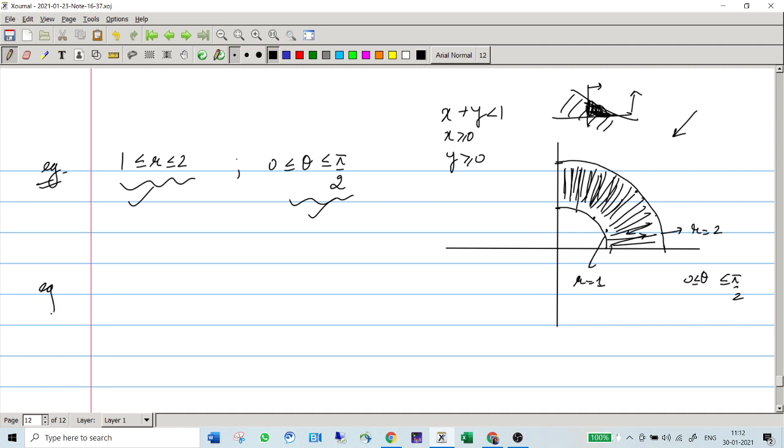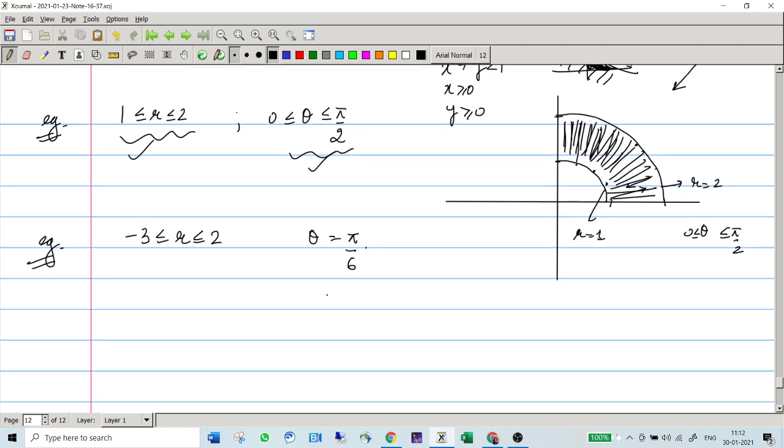So can you quickly tell me, for minus 3 less than or equal to r less than or equal to 2 when your theta is precisely pi by 6, can you tell me what sort of graph it will show?